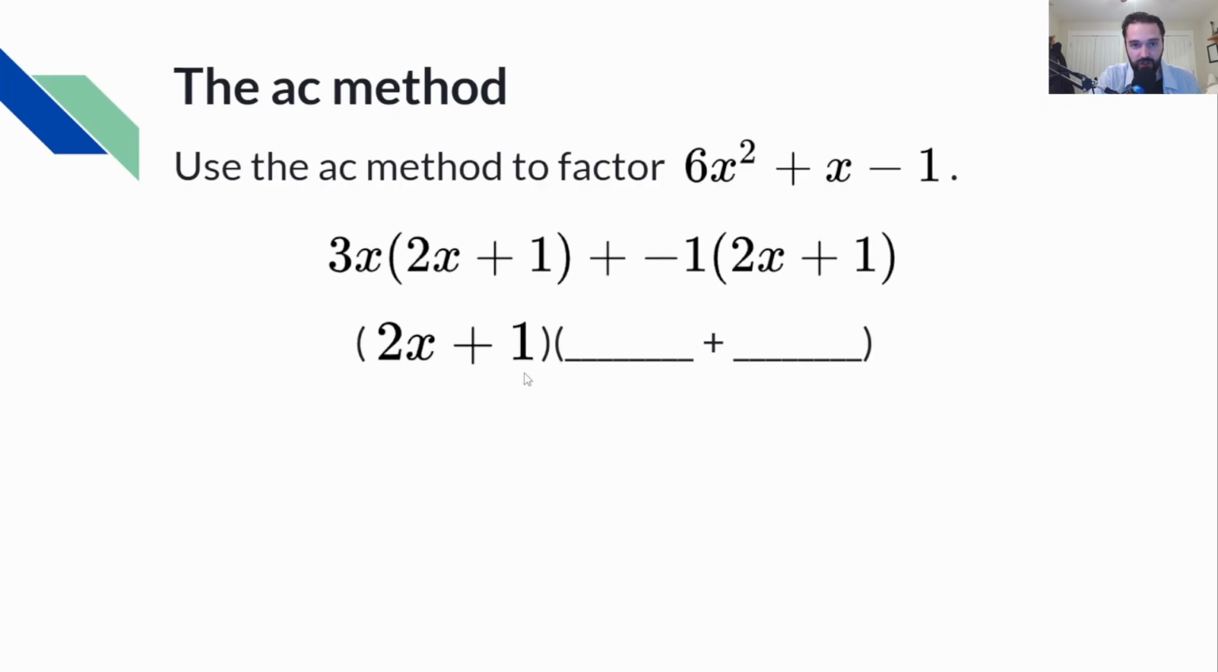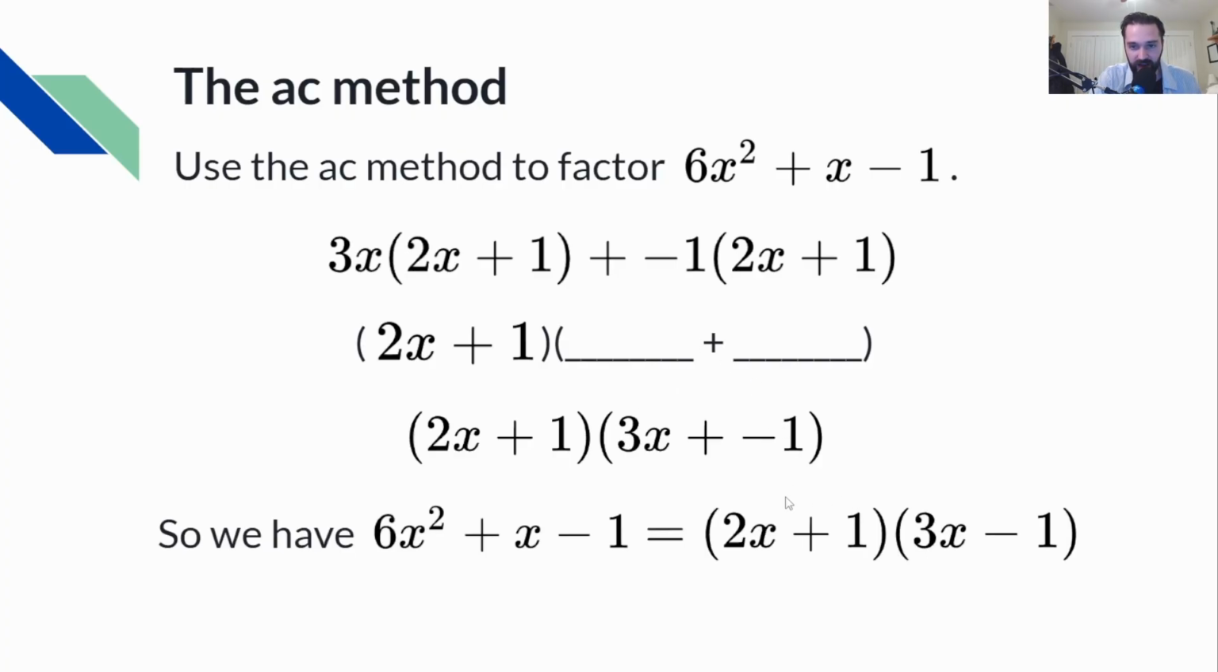2x plus 1 times something plus something equals this. So we'll fill the blanks with 3x and negative 1. And that's our factored form. 6x squared plus x minus 1 equals 2x plus 1 times 3x minus 1. That's my final answer.